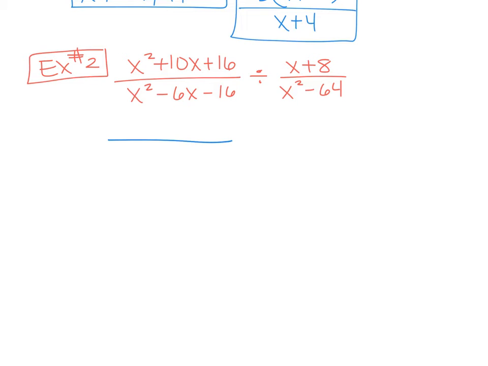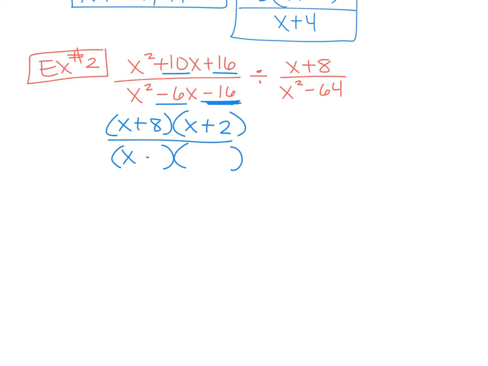If we're going to factor on top, you're asking yourself the question: what can I multiply to get 16 that I can add to get 10? What would that be? 8 and 2. So it's going to be x plus 8, x plus 2. Again, star method, if you want to do star method, that's fine. What about on bottom? What can you multiply to get negative 16 that you can add to get negative 6? Negative 8, positive 2. So x minus 8, x plus 2.